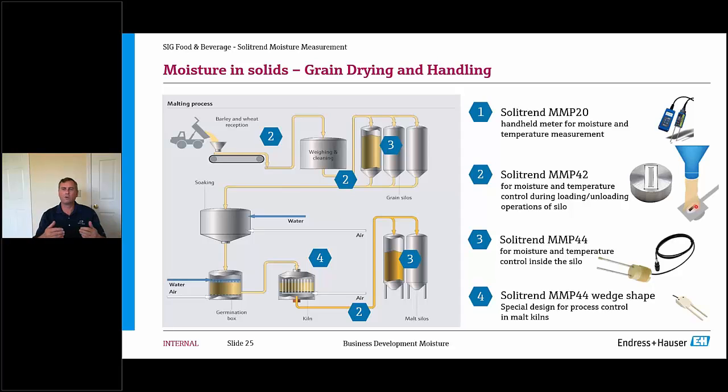So mainly during loading or offloading or transferring from one location to another, we would use this type of sensor, like this MMP42, for example. Those are additional measurements that you can do, or may be necessary to do, in solids handling if you're for some reason needing to measure the moisture on a continuous basis.